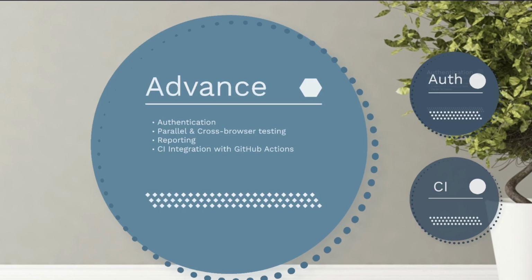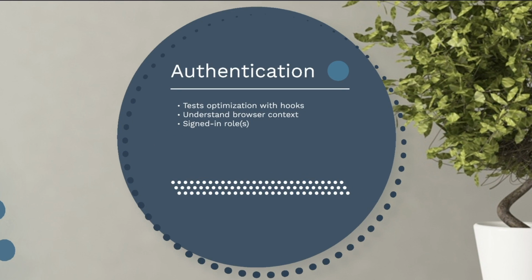So on the authentication side, we will cover basic login flow and see how we can optimize it. First, we will take advantage of hooks to optimize the authentication test. Then we will learn about how browser context works, which is a unique concept in Playwright, and it's extremely helpful. With that, we will implement signed-in roles for individual as well as multiple roles, which will make the authentication state extremely easy to use between multiple tests.